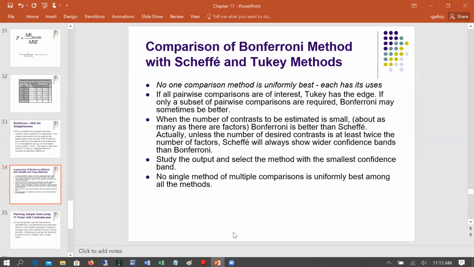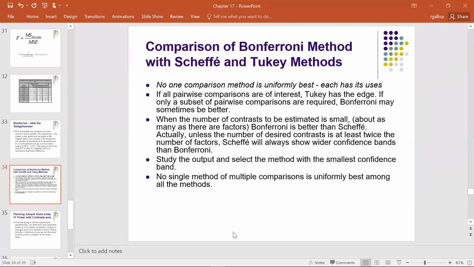with the multiple comparisons. So no one test is the best. If we're interested in all pairwise comparisons, the rule of thumb is Tukey has the edge of giving the most narrow confidence intervals. When the number of contrasts to be estimated is small, about as many as there are factors, the Bonferroni gives more narrow intervals than the Scheffé. Again, these are rules of thumb.